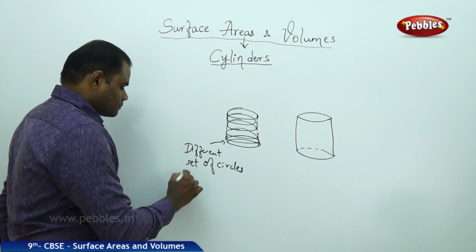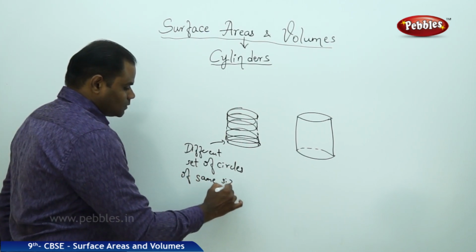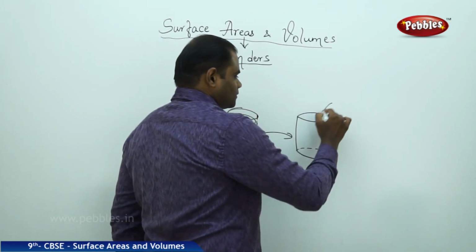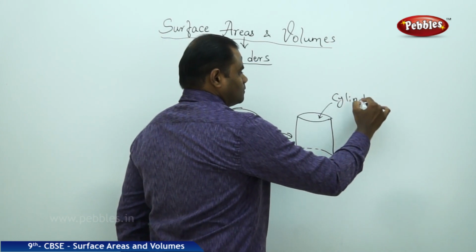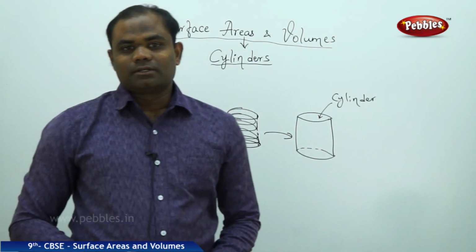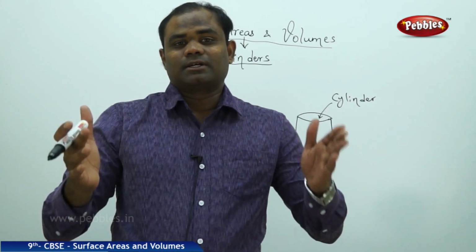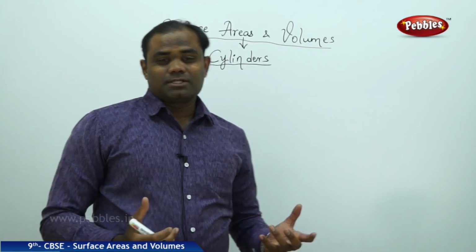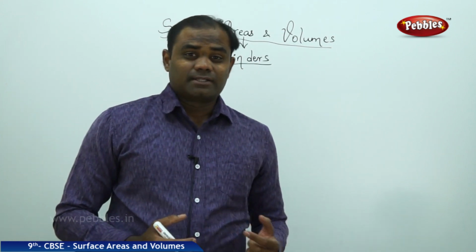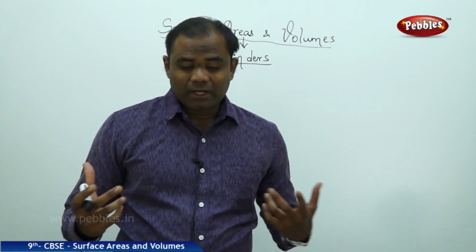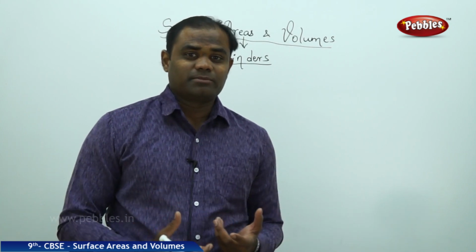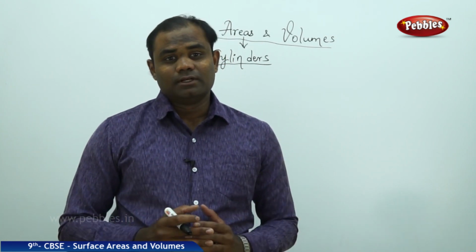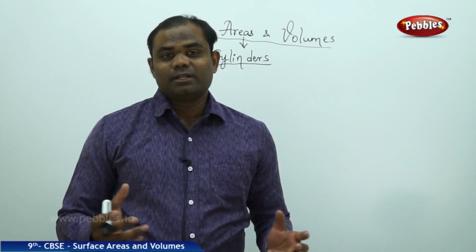Different sets of circles of the same size, to be noted down, form a three-dimensional object which is called a cylinder. So a cylinder is built from different circles constructed on each other, of course of the same size. This session is about understanding what a right circular cylinder is. Now that we have understood the cylinder to be constructed from a set of circles, let's try to understand the most important part of the cylinder, which is called the right circular cylinder in mathematics.